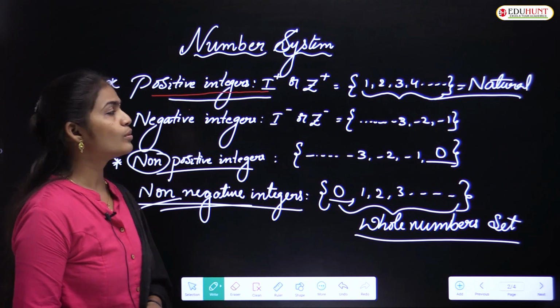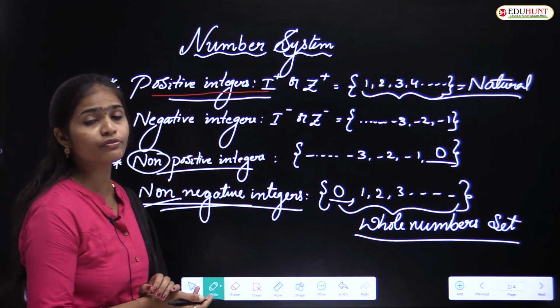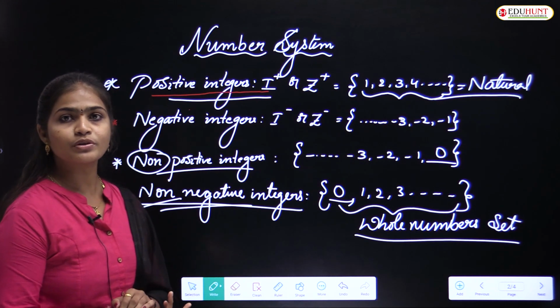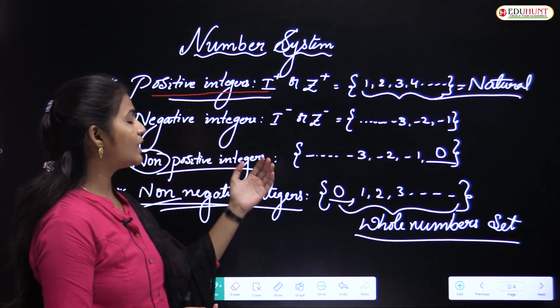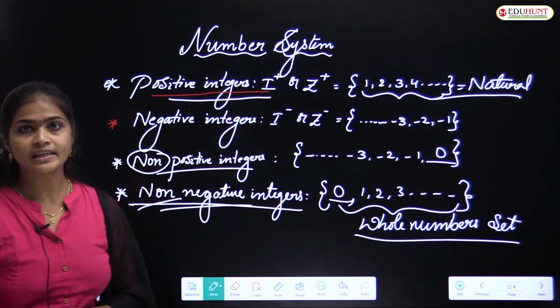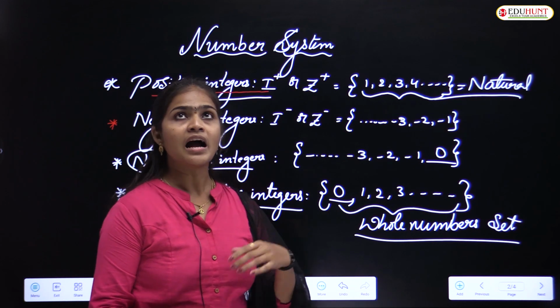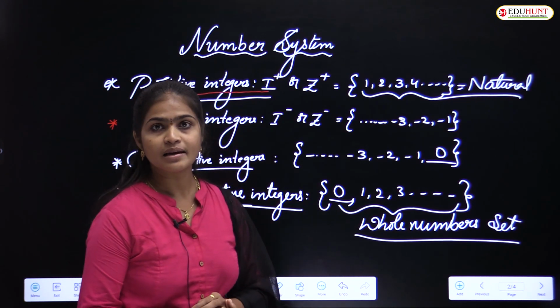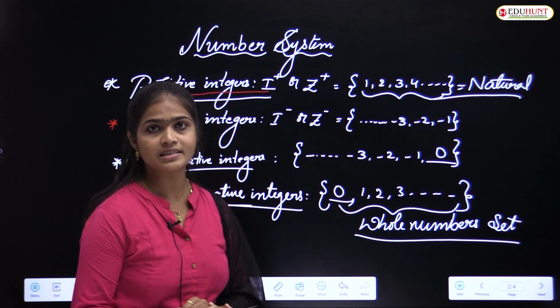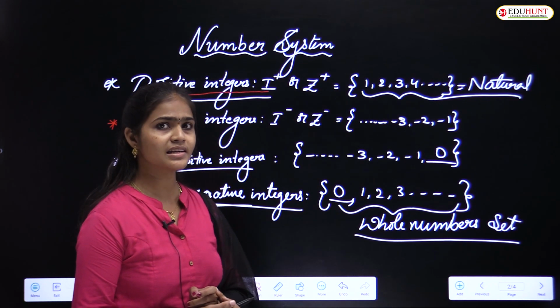Is it clear? So this is about integers and the different types of sets of integers: positive integers, negative integers, non-positive integers, and non-negative integers. So this is about integers. After this, we will discuss the next type of numbers.